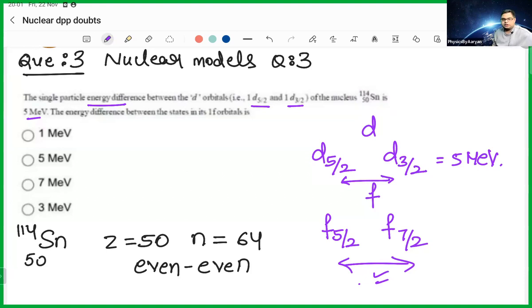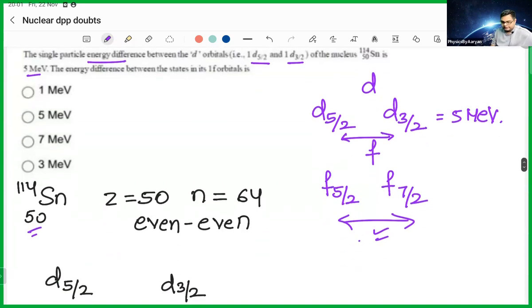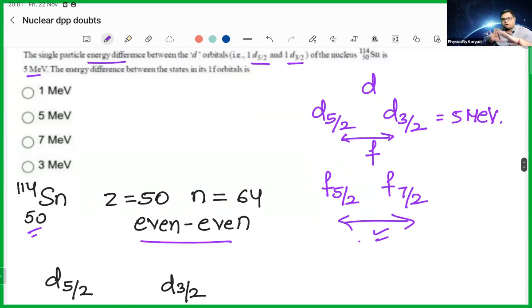The nucleus is 114 into 20, Sn, and in not into 20 means 50. Okay, 50 is the atomic number. If you look at it very carefully, there are 50 protons and there are 64 neutrons. So this is an even nucleus. So we are not going to use the shell model, because according to the shell model, an even nucleus has no spin, no magnetic moment, and so on.